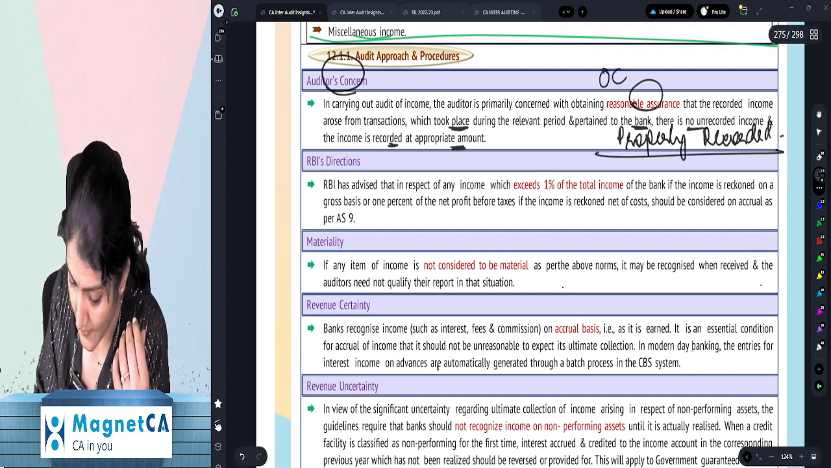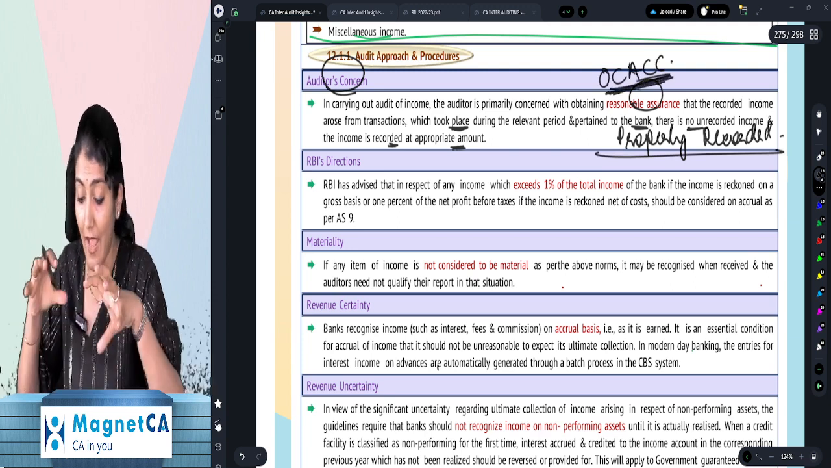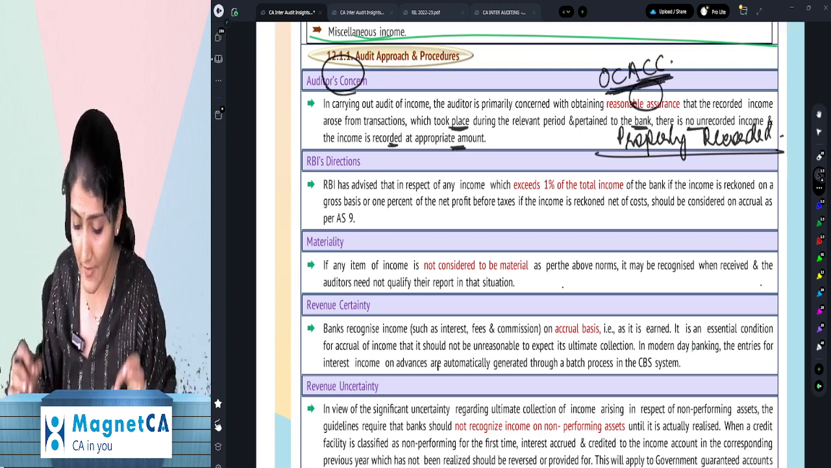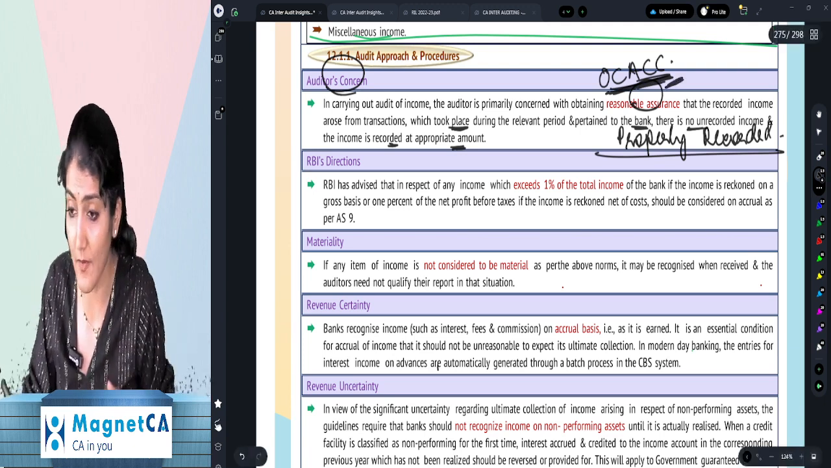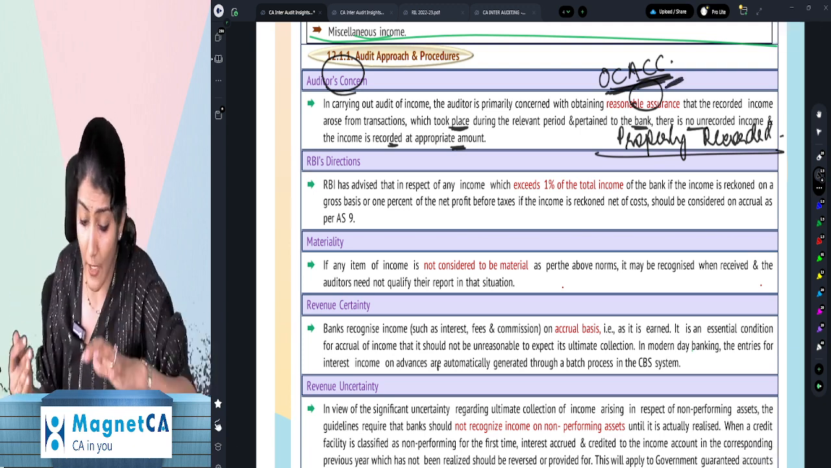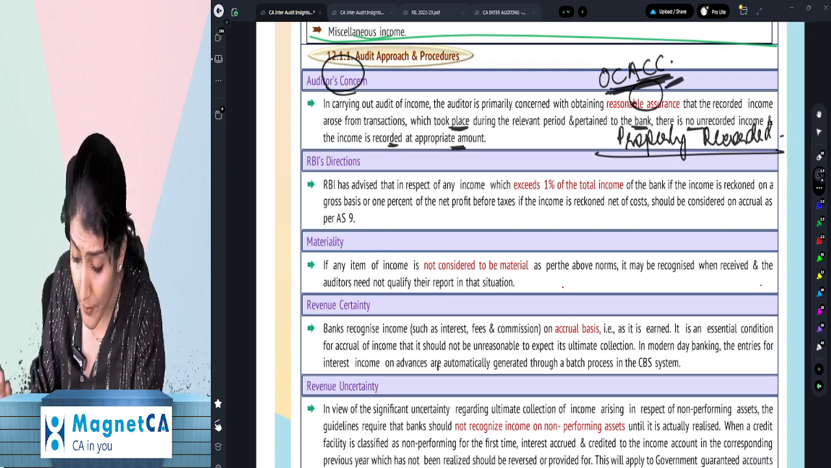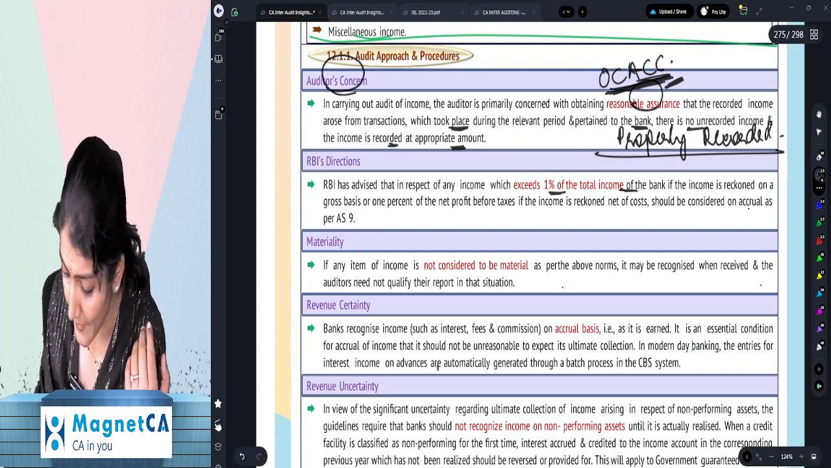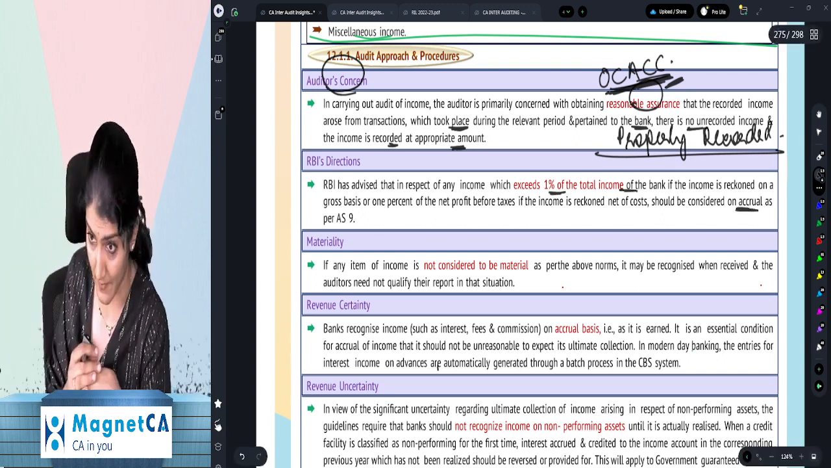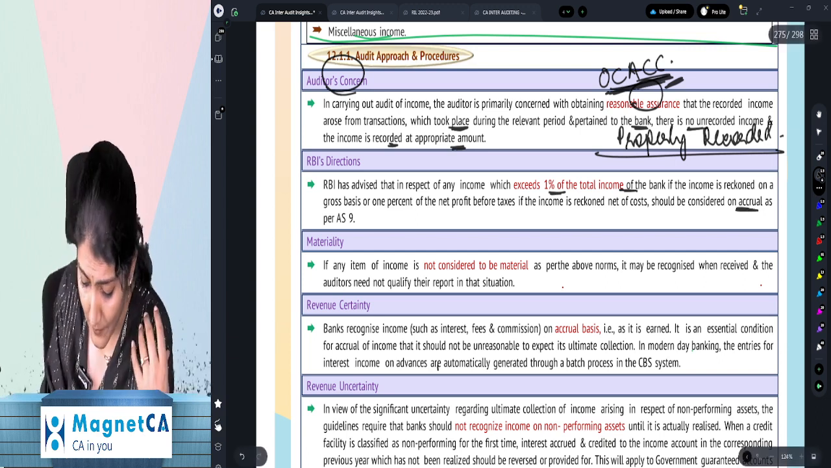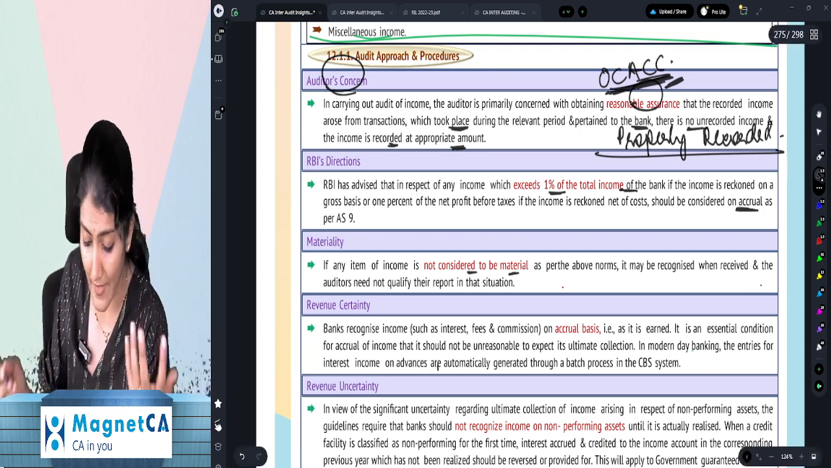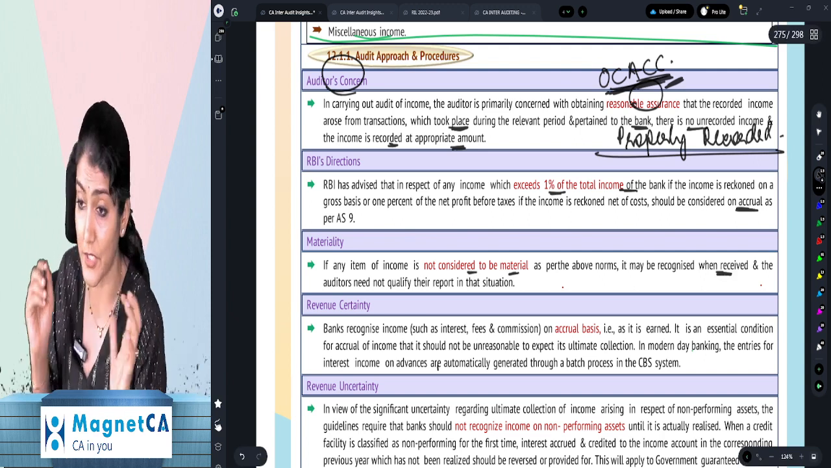Right, OCACC: occurrence, completeness, accuracy, cutoff and classification. That is, has the income of the bank been properly recorded? For that, the auditor wants reasonable assurance. Then if the income exceeds 1% of the total income of the bank, it should be recognized on accrual basis. If it does not exceed 1% of the total income of the bank, it should be recognized on the cash basis.